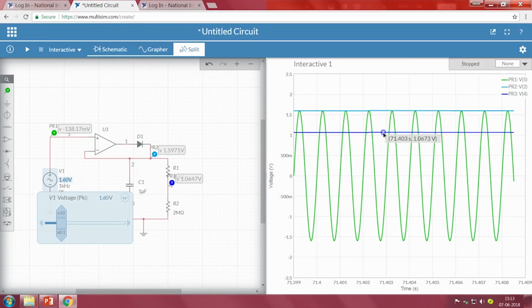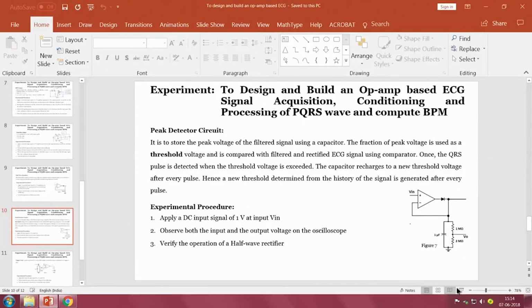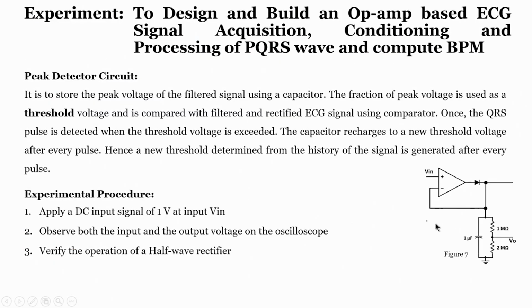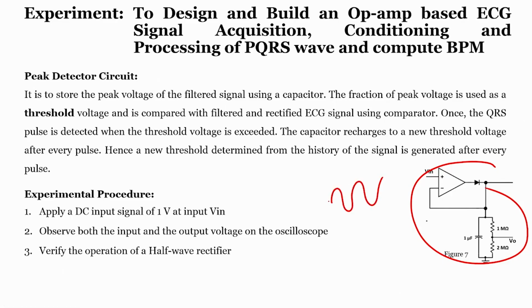Now, in order to do that, we will implement the other part of our circuit. When we look into our presentation, this particular part we have seen, and if the input signal is a sine wave, then at this particular point, because of the capacitor, the output is charged to a particular value, that is nothing but the peak value. So, that means we are able to see the peak value.